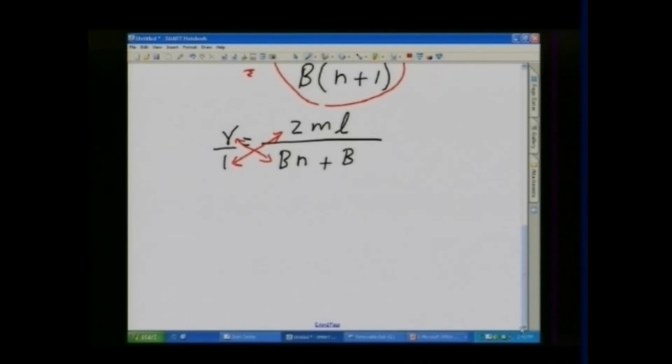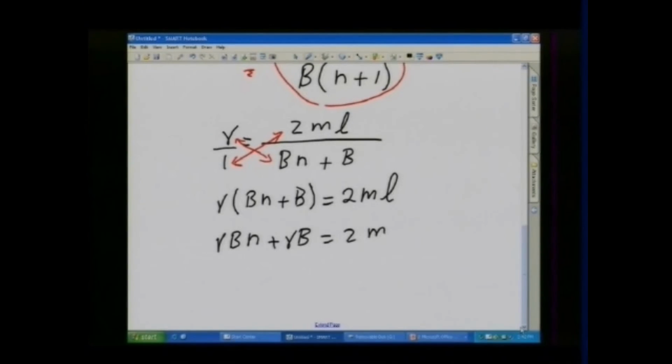So this would be R times (bn plus b) equal to 1 times 2ml, which would be 2ml. Now I multiply R by the parentheses, so it would be rbn plus rb equal to 2ml.